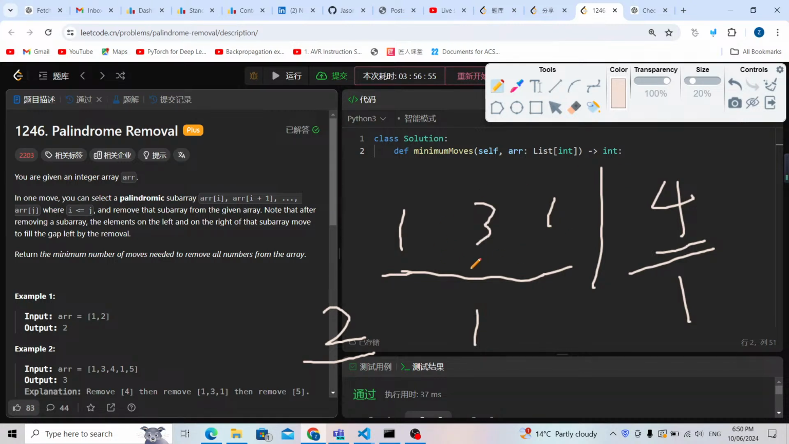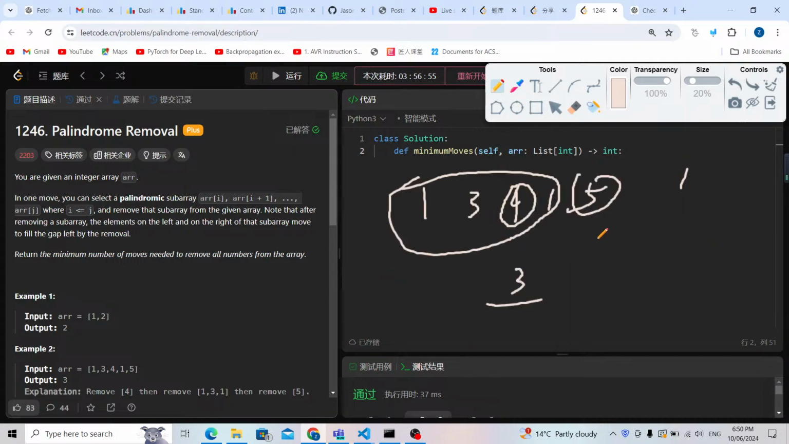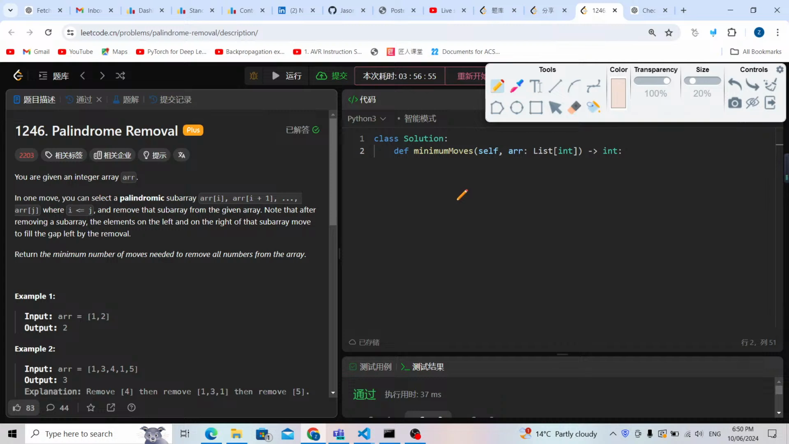And now it comes to the edge cases. The edge case is going to be like what we left behind. This is i and this is j, and j equals i plus 1. If they are equal, we count it as only 1, because they are equal. It is a palindrome. We can remove it together.